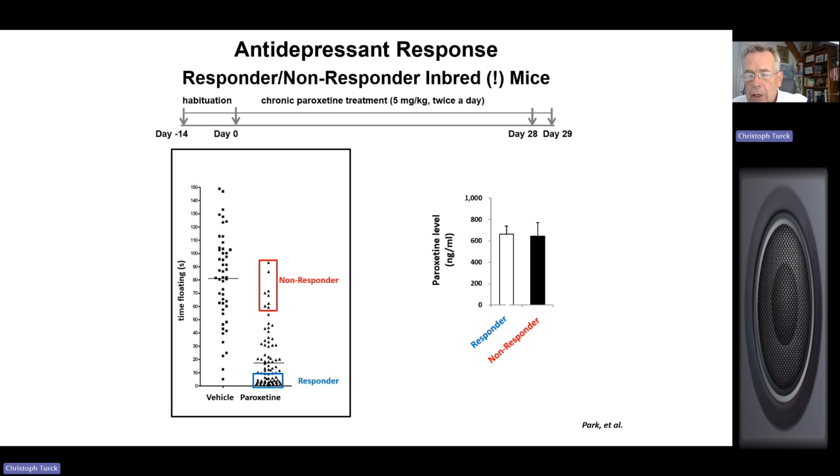And in order to make sure that this has nothing to do with the amount of drug in the brain, we actually took some mice and measured the paroxetine in the brain and found that the levels are pretty much the same. So this response or non-response has nothing to do with the amount of drug that these animals had in their brain.